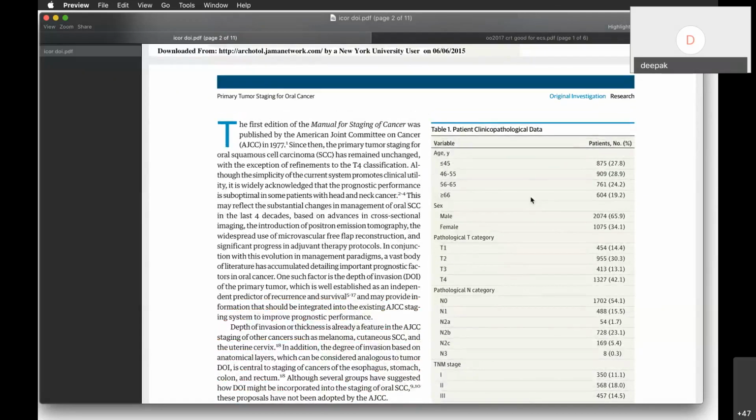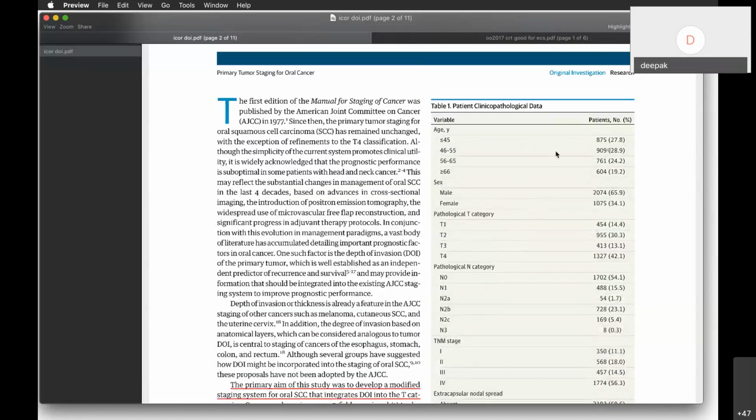And always the first table is the clinico-pathological demographic data of the patient. So here you can see that they classify the patients based on age, and that was fairly uniform, 27, 28, 24, and 19%. Predominantly it was male, but the sex doesn't affect the depth of invasion, so this doesn't matter that much.